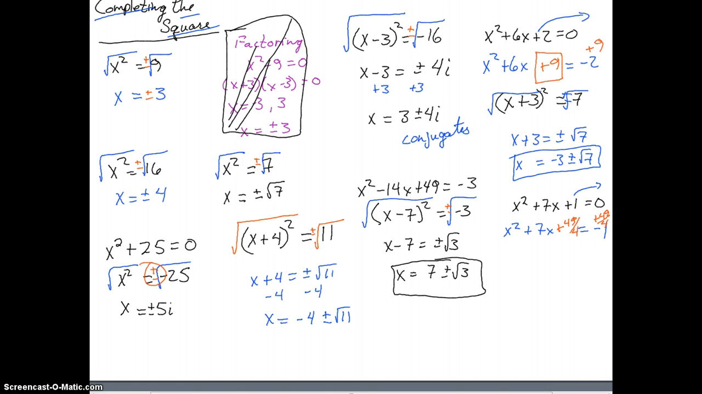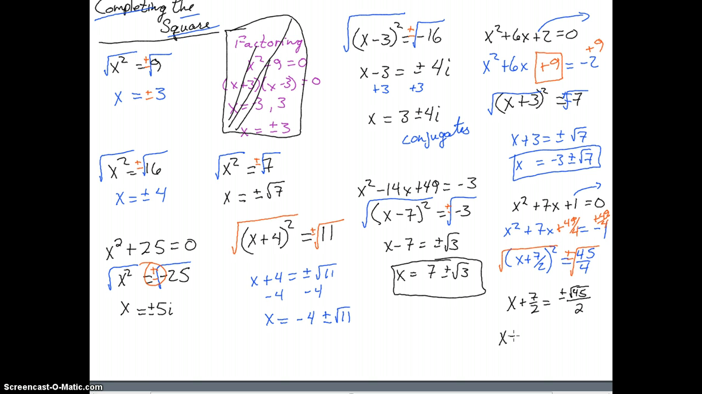So that makes the one side, oh, that's good, that makes an x plus 7/2 altogether squared. And on the other side, we get 49/4 minus 4/4, so that's 45/4. Now we're going to square root, don't forget your plus or minus, and we get x plus 7/2 equals plus or minus the square root of 45 over square root of 4, which is 2.